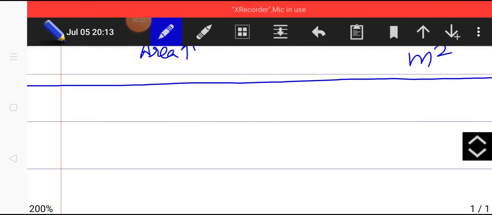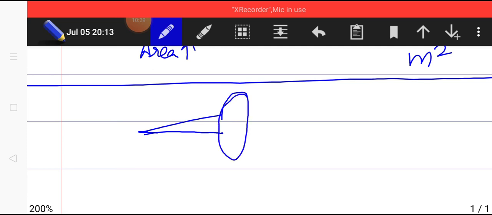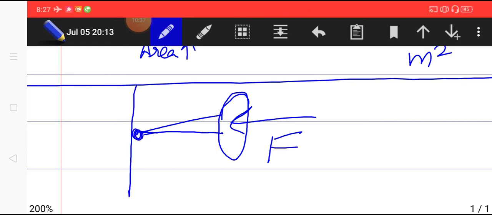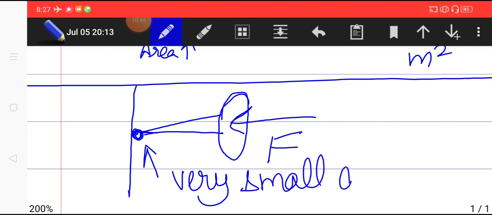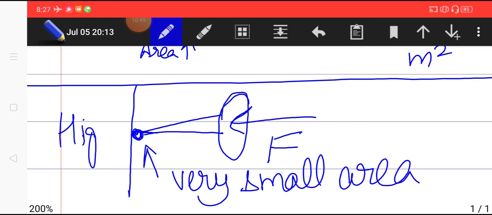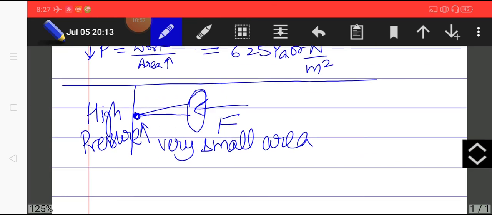Look here, like you are having a thumb pin. The thumb pin is in this shape, which is sharper on one side and the larger area is on this side. So we apply force by thumb on the broader side so that this thumb pin generates a large pressure where it is touching the drawing board, because it is having a very small area. So by decreasing the area we are getting very high pressure. Is it required to increase the pressure all the time? No. There are some applications where we require to decrease the pressure by increasing the area.